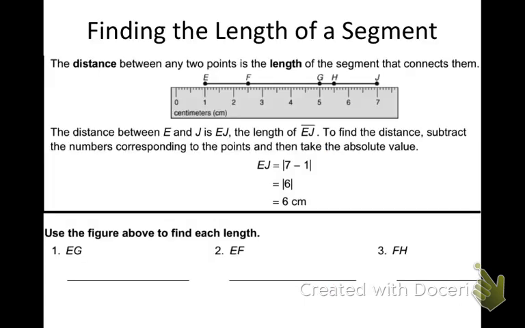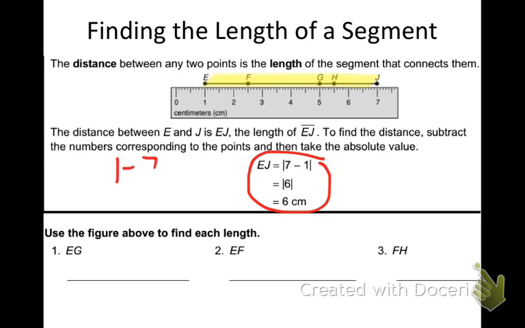Alright, so let's look at some of this here. First thing I want to do is find the distance between any 2 points. The distance between any 2 points is the length of the segment that connects them. Remember, anytime I measure distance, it is always positive. First, I want to find the distance from E to J. They did 7 minus 1, which is 6. So 6 centimeters. Let's try it the other way.